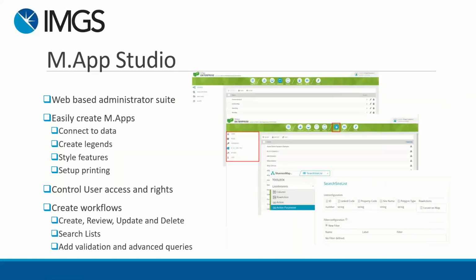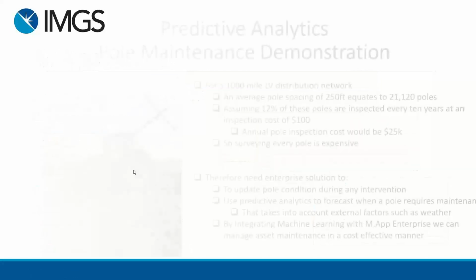And this is all driven by MApp Studio. MApp Studio is the web-based administration suite that comes with MApp Enterprise. It allows you to easily create maps, so you can connect your data, create your legends, style the features, and set up printing. It also allows you to control user access and rights, and integrates seamlessly with things like Active Directory, so you can have single sign-on. It also allows you to create workflows and review, update, and delete data, to create search lists, and to add validation and advanced queries.